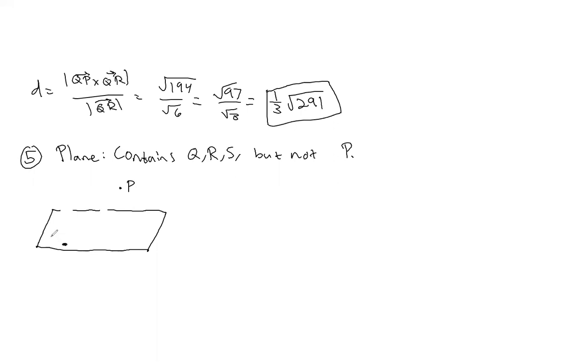And we've got our point Q. And we've got our points R and S. R and S are inside of the plane, but P is not. And we want to find the distance from P. I'm actually going to write my R label over a little bit. And we want to find the distance from P to this plane.